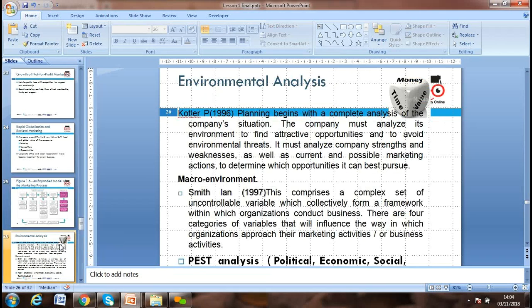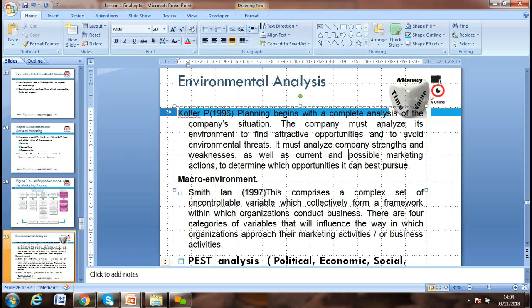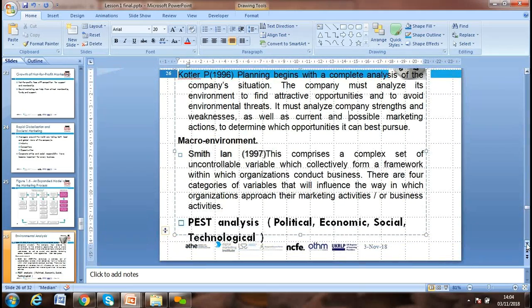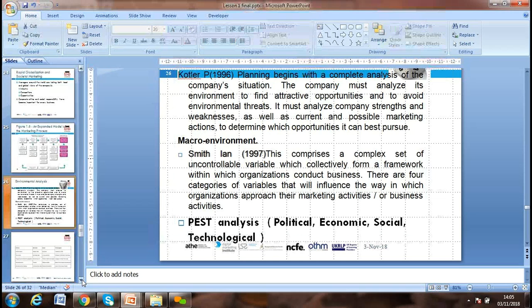So next, whenever we make any marketing plan or do marketing, we need to do a marketing environmental audit as well. Planning begins with a complete analysis of the company's situation. The company must analyze the environment to find attractive opportunities and identify environmental threats, and analyze the strengths and weaknesses. Opportunities or threats can come from the macro environment, which means external, and the micro environment, which is internal. The external environment we can't control. We have to adjust ourselves, so we always need to be focused on the external environment.